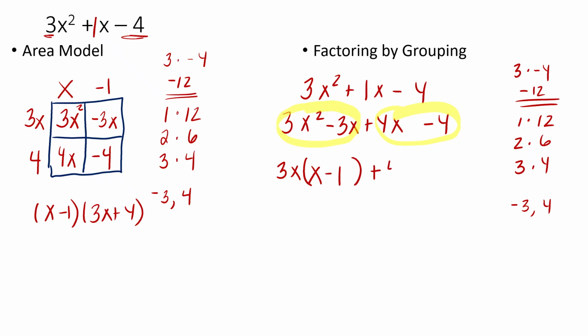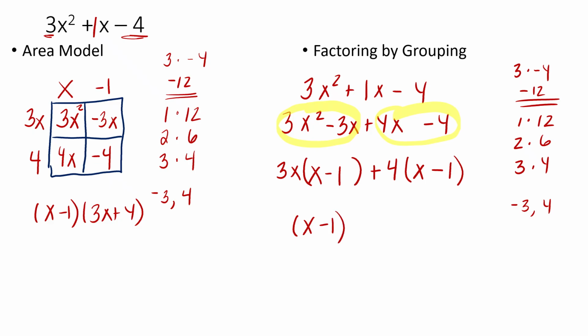Over here, I have a common factor of 4. So I'm going to factor 4 out. So 4x, take out the 4, you're left with the x. And 4, take out the 4, you're left with a 1. And what we have here are two common factors. So we have a common factor of x minus 1. I'm going to factor out the x minus 1.